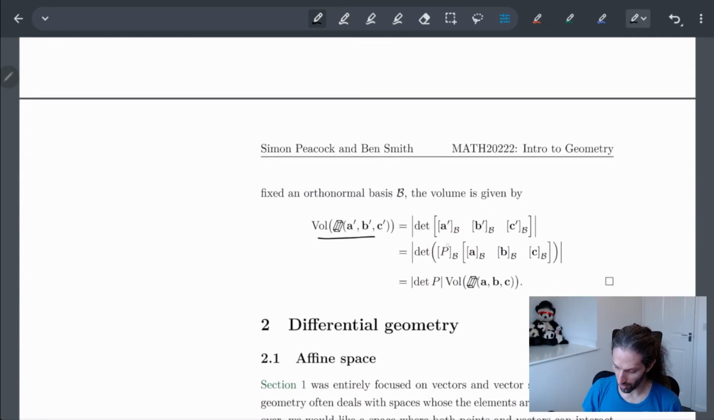You just take the volume, you split it up into the determinants, then you do the matrix multiplication, you split them up into the two parts, and then you're able to decompose into the determinant. So we'll stop here for now.